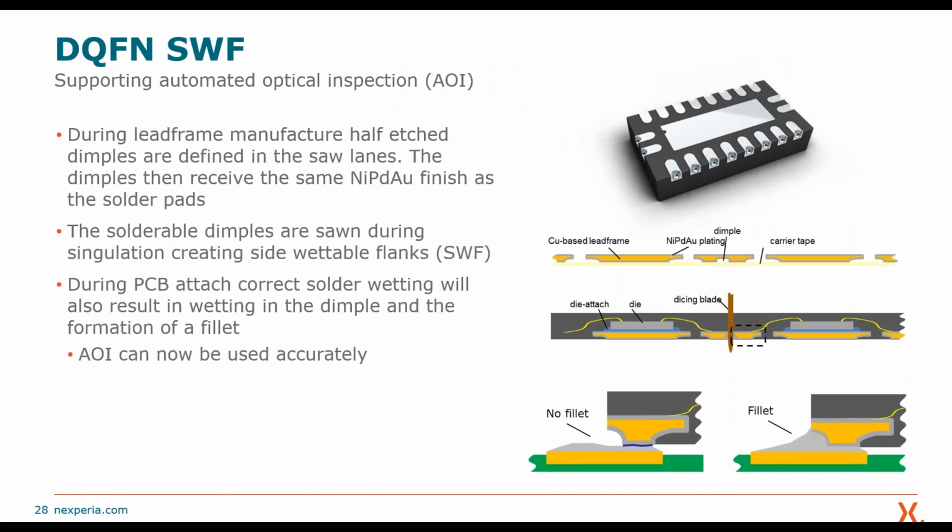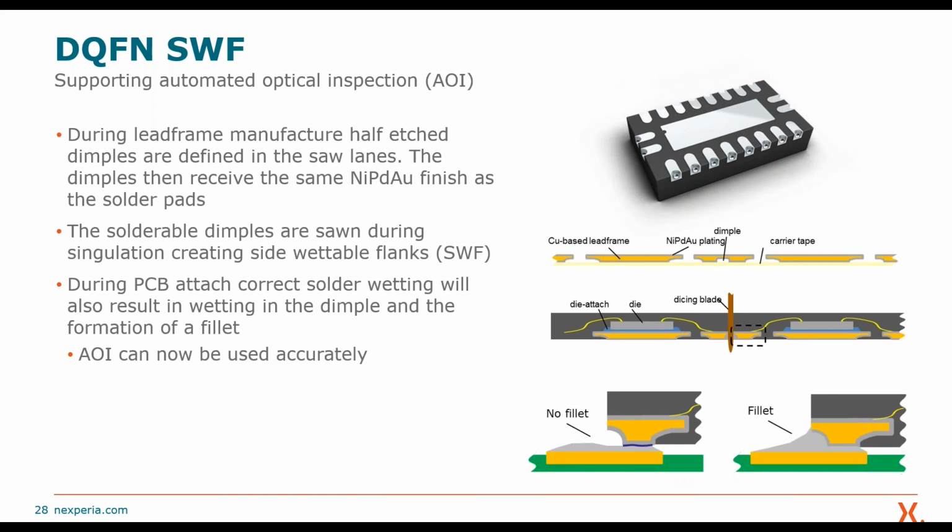So here I will cover more about the DQFN side-wettable flank. Side-wettable flanks are created by sawing solderable dimples during singulation only. As you can see in the image, half of each dimple is defined in the saw lines during lead frame manufacturing, and these dimples receive the same NiPdAu finish as the pad.